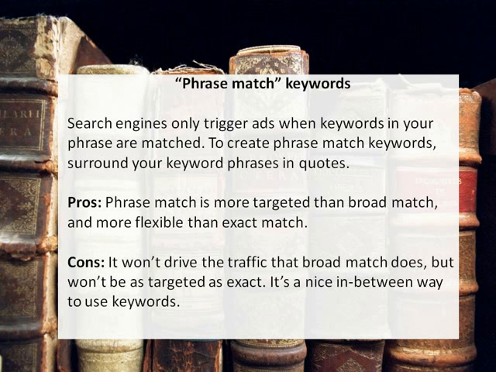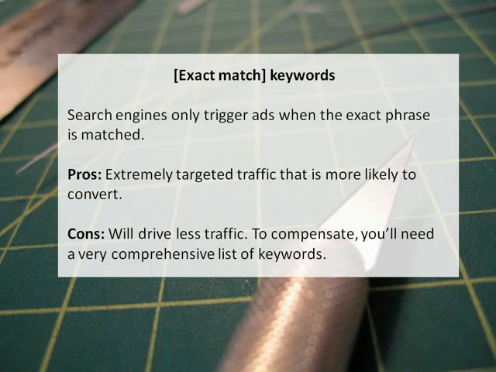It has to include all those keywords that are in the phrase, but it also will allow for some permutations. So you tend to get a little bit more targeted traffic here. The real negative to that is that it won't drive the traffic that the broad match does. However, it can result in a little bit more targeted traffic, but not in volume. But it's not going to be quite as targeted as exact, and it's a nice in-between between the broad match and exact match. So to complete the whole spectrum of how you can match your different keywords, we're going to take a look at exact match.